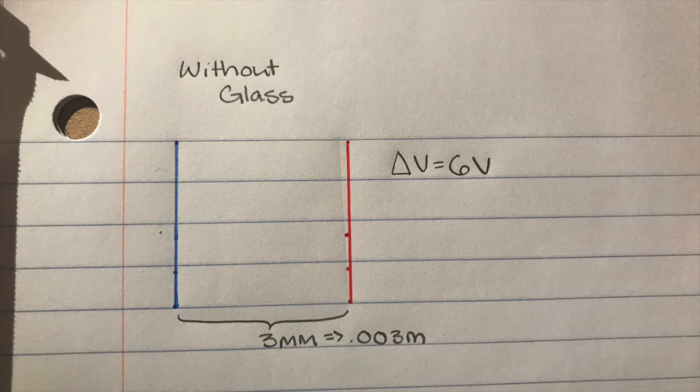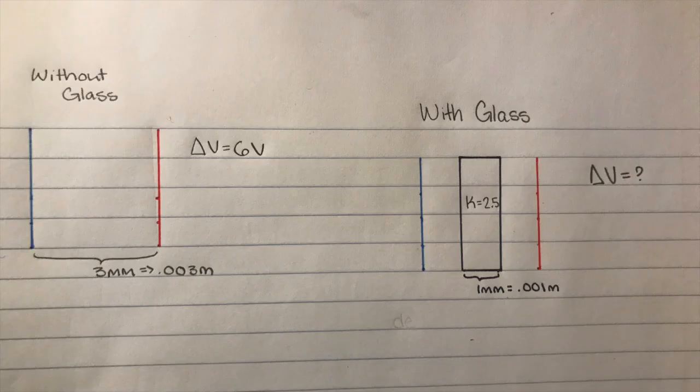First, let's draw the capacitor without the glass and write down what we know. The potential difference without the glass, which we shall refer to as the initial potential difference, is 6 volts, and the change in position is 3 millimeters. Next, let's draw the capacitor with the glass. It has a width of 1 millimeter, so the space between the capacitor not taken up by the glass must be 2 millimeters. The dielectric constant of the glass, symbolized by the letter K, is equal to 2.5.